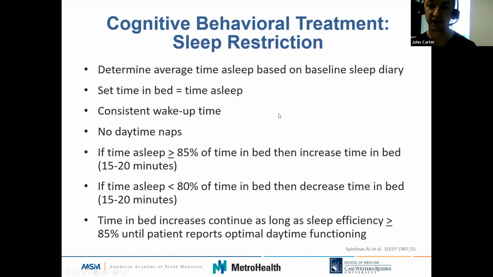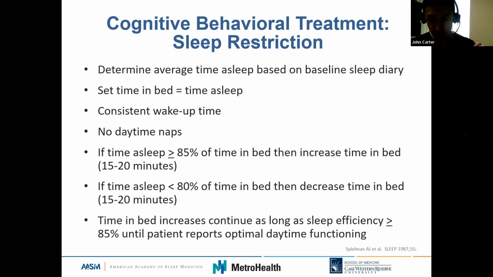We want to schedule a consistent wake-up time. We want to discourage daytime naps. And then as you're following therapy, you're asking patients to keep a sleep log. You're tracking their sleep efficiency. If they have a sleep efficiency of 85% or greater, then I will usually extend their time in bed by 15 to 20 minutes. You can probably be a little bit more liberal here, maybe 30 minutes. But if their sleep efficiency is under 80%, you can further restrict their time in bed.